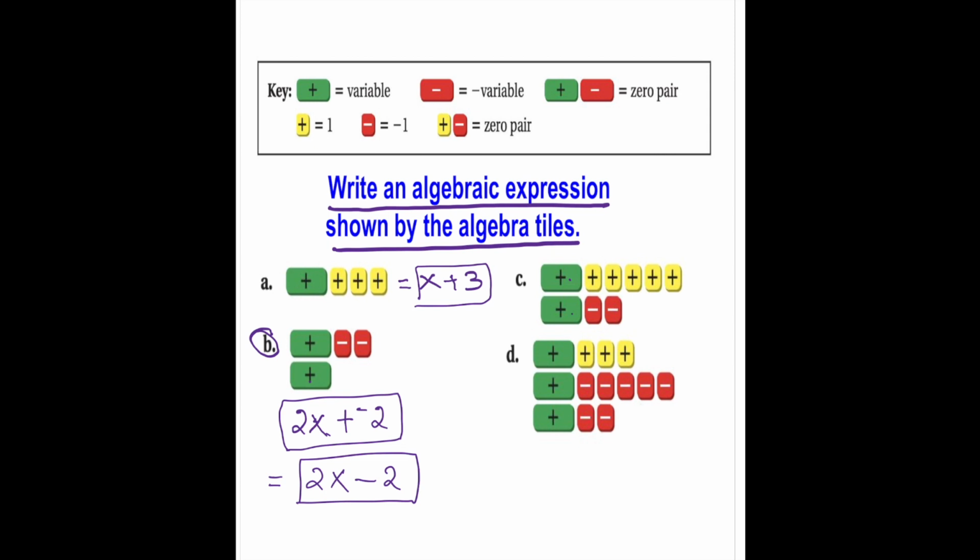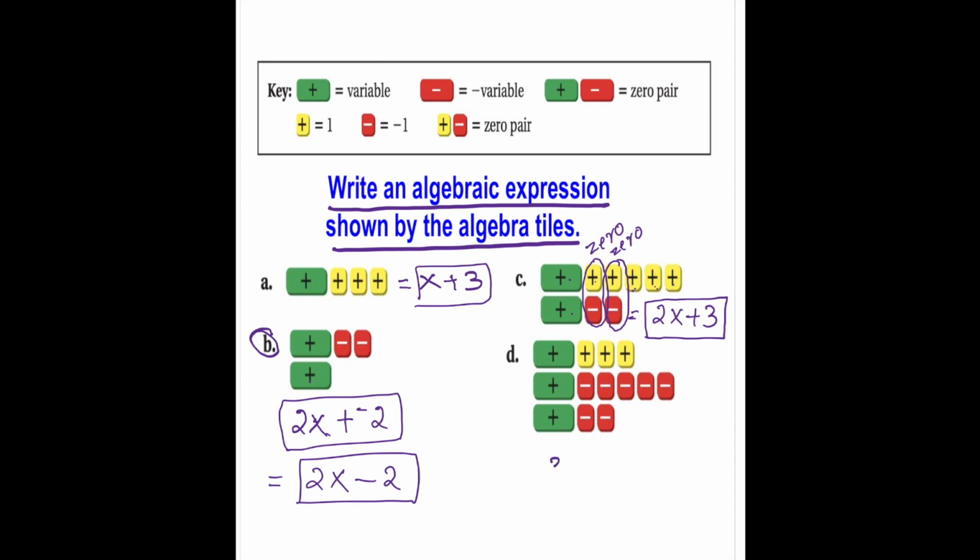Now let's look at C, where we have 2 variables, that is 2x. And look at the number tiles. One positive and one negative will make one 0 pair. And another positive and negative will make another 0 pair. So those 2 sets of numbers are gone, and we have only 3 positive numbers left. So that will be positive 3. So the expression is 2x plus 3.